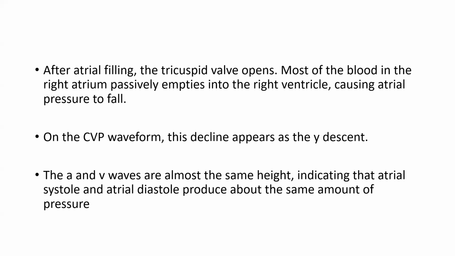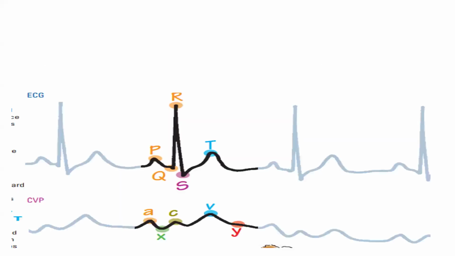So after atrial filling, the tricuspid valve opens and most of the blood in the right atrium passively empties into the right ventricle, causing atrial pressure to fall. On the CVP waveform, this decline appears as the Y descent. The A and the V waves are almost the same height, indicating that atrial systole and diastole produce about the same amount of pressure.